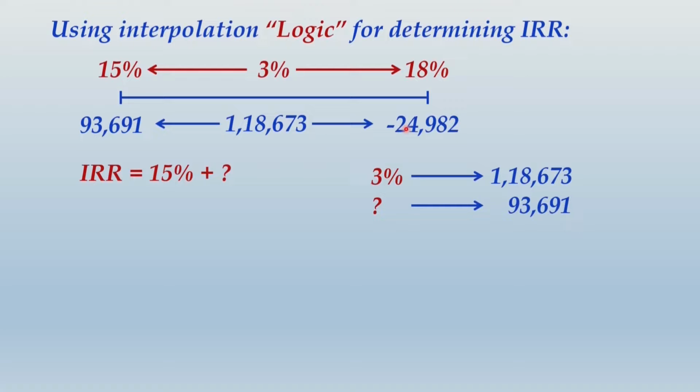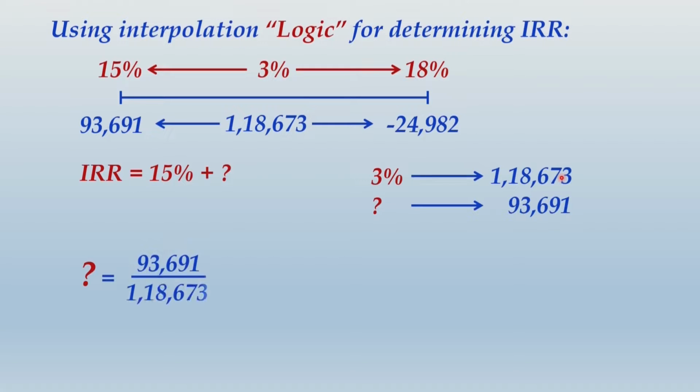So when we increase the discounting rate by 3%, the NPV dropped by 1,18,673. So what should be the increase in discounting rate so that NPV drops by 93,691? That logic you simply apply. For 3%, 1,18,673. So for what increase you would get 93,691 of difference. So simply cross multiply to get the value of question mark. So question mark value will be 3% cross multiplied to 93,691 divided by 1,18,673. That's all. That's the logic that you have to apply.